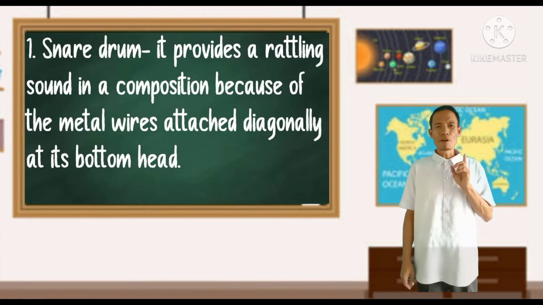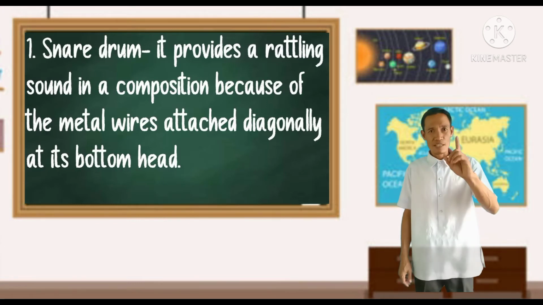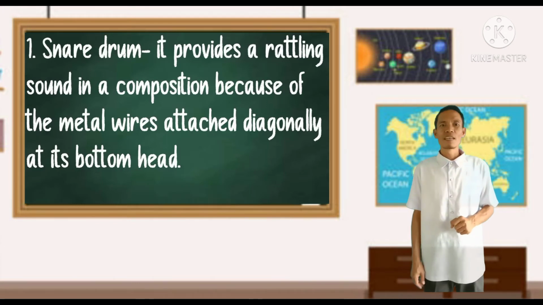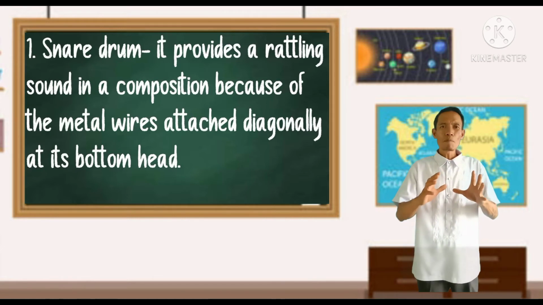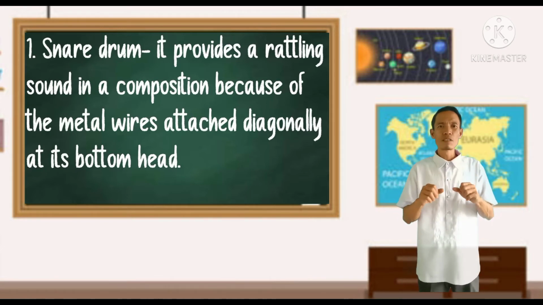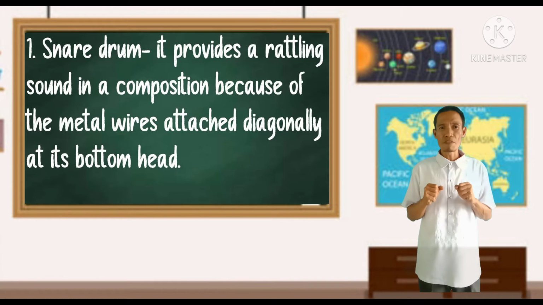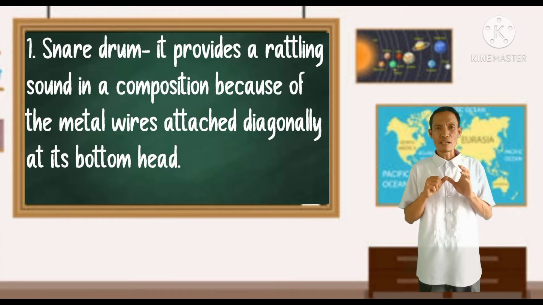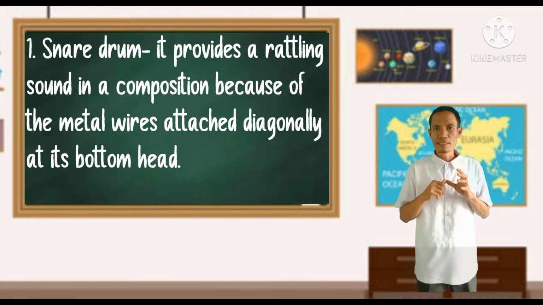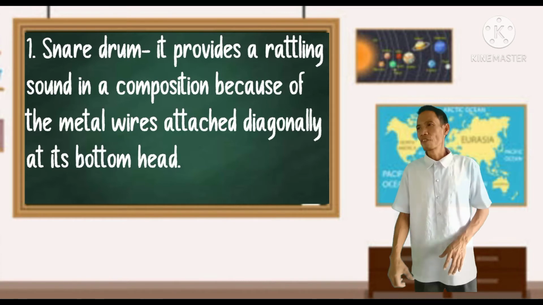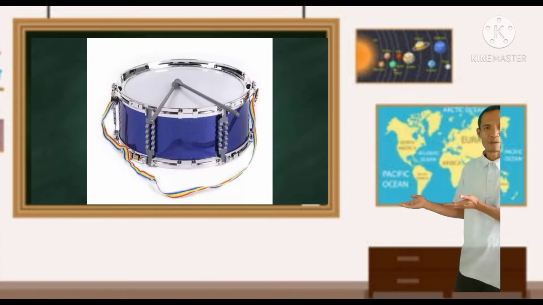Our first percussion instrument is snare drum. Snare drum provides a rattling sound in a composition because of the metal wires attached diagonally at each bottom head. Children, this is the snare drum.